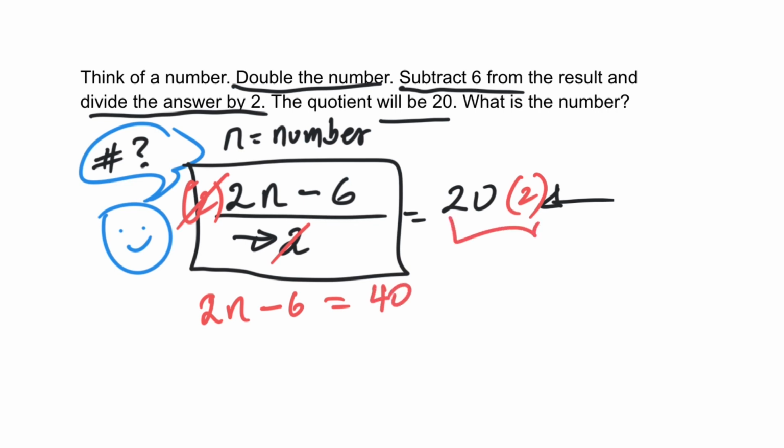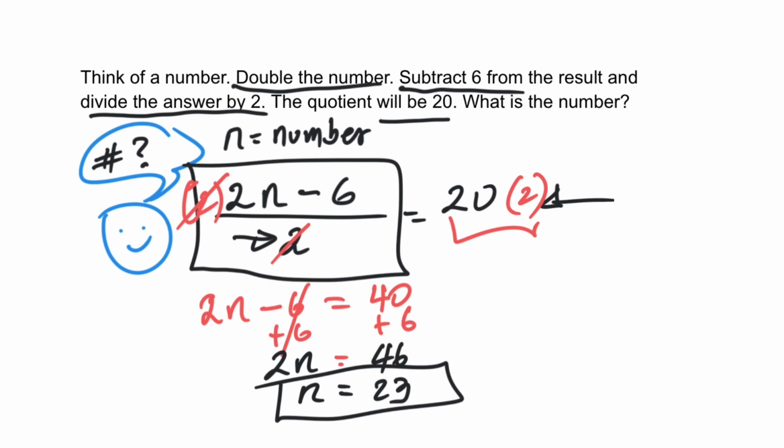That's 40. Now, I need to get rid of this negative 6. So let's add 6 to both sides. These two cancel. Now on this side we have just 2n, and on the right, we have 46. Now we continue. Now we divide both sides by 2. And that's going to give us just n equals 23. So our number is 23. That's our mystery number. That's our response.